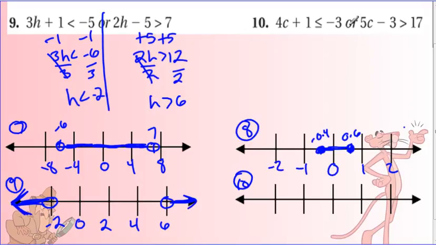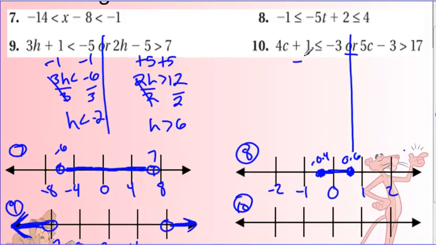Number 10 is also an or, so two separate problems, solving independently. Subtract 1 on both sides. 4c is less than or equal to negative 4. Divide by 4, divide by 4, cancel. C is less than or equal to negative 1.